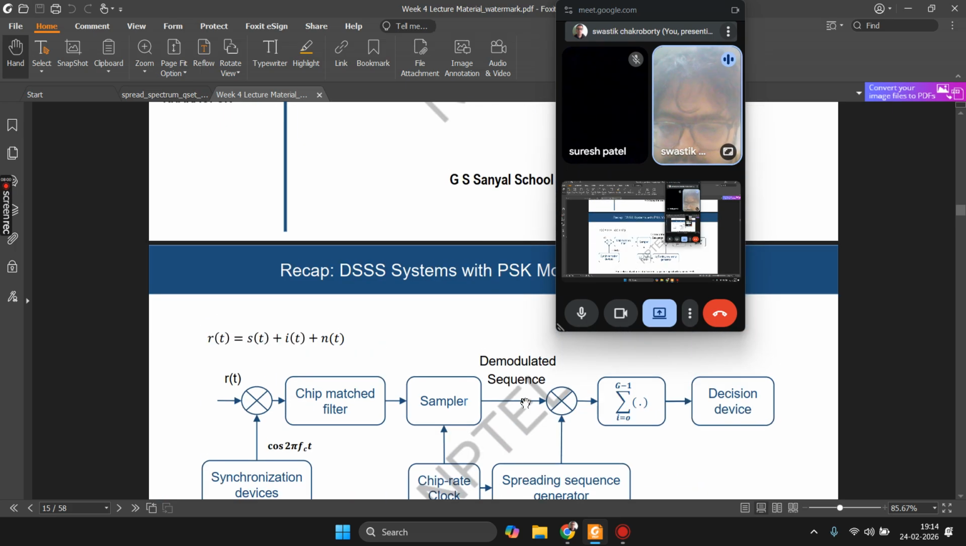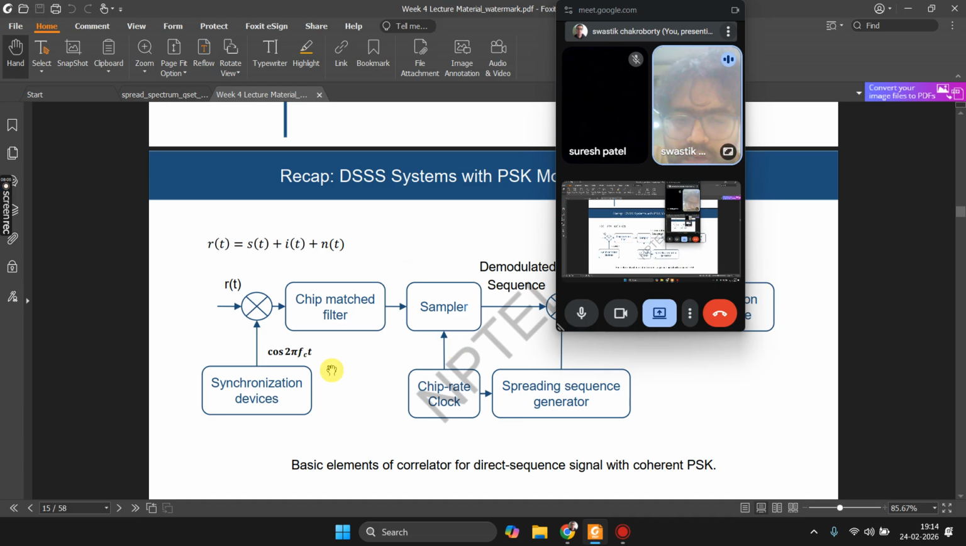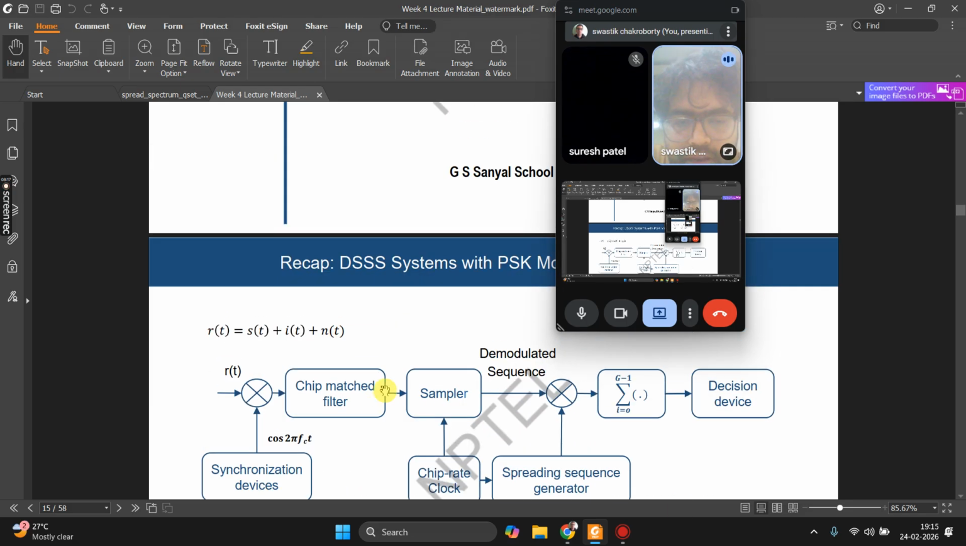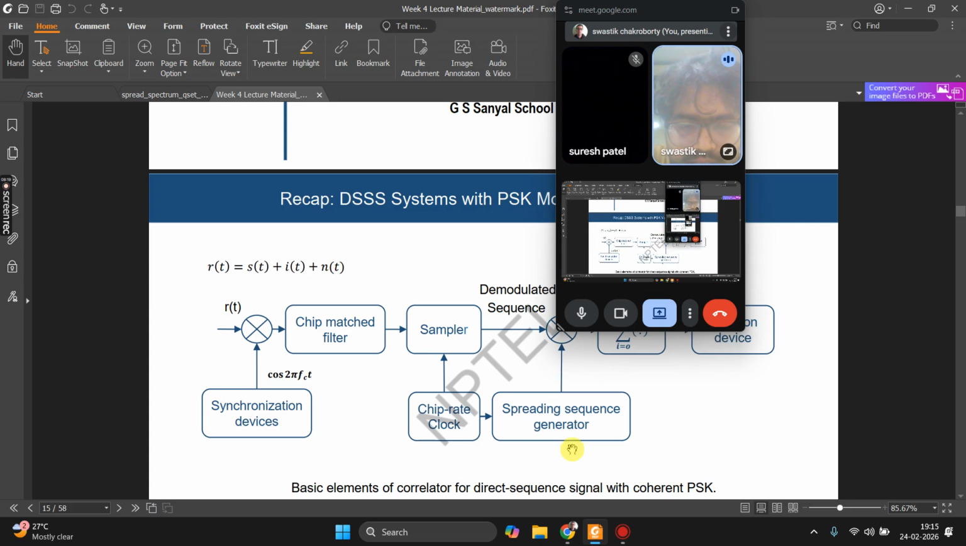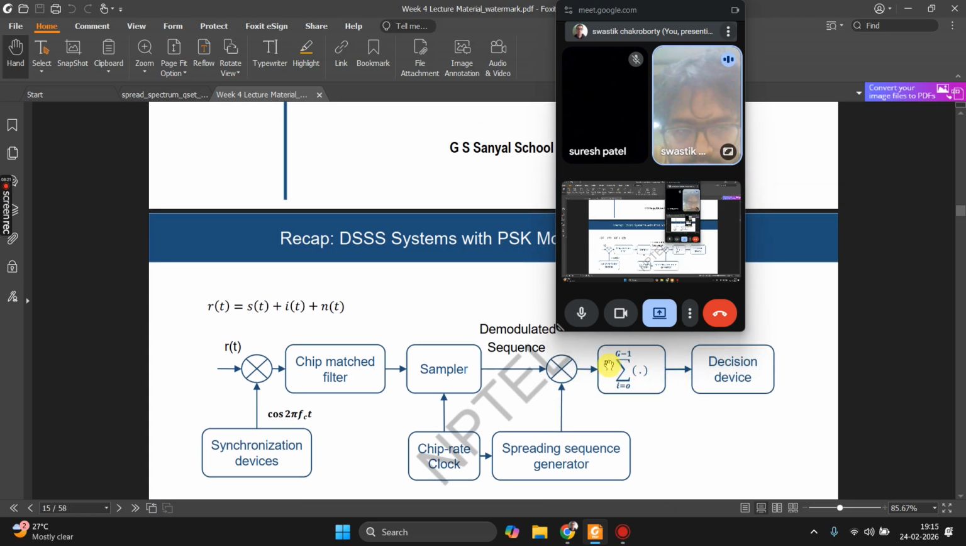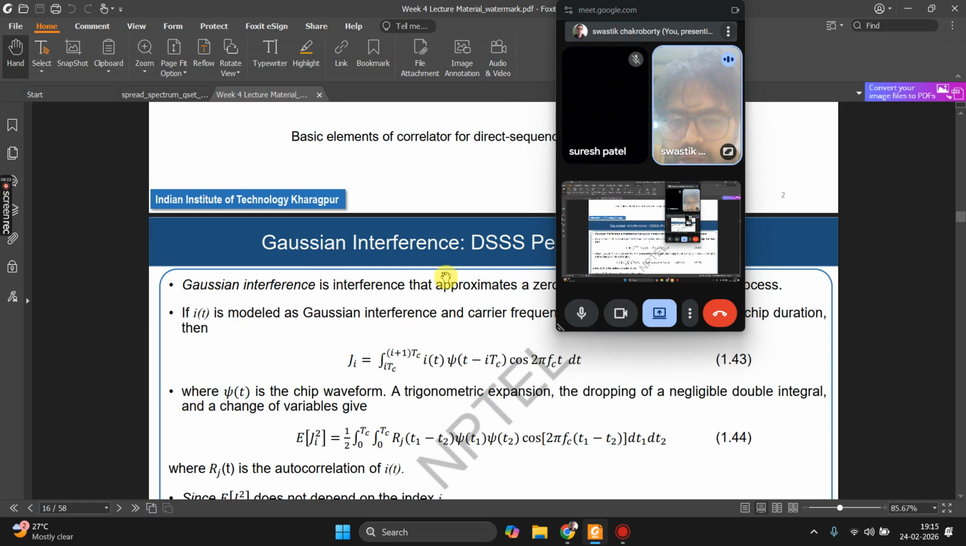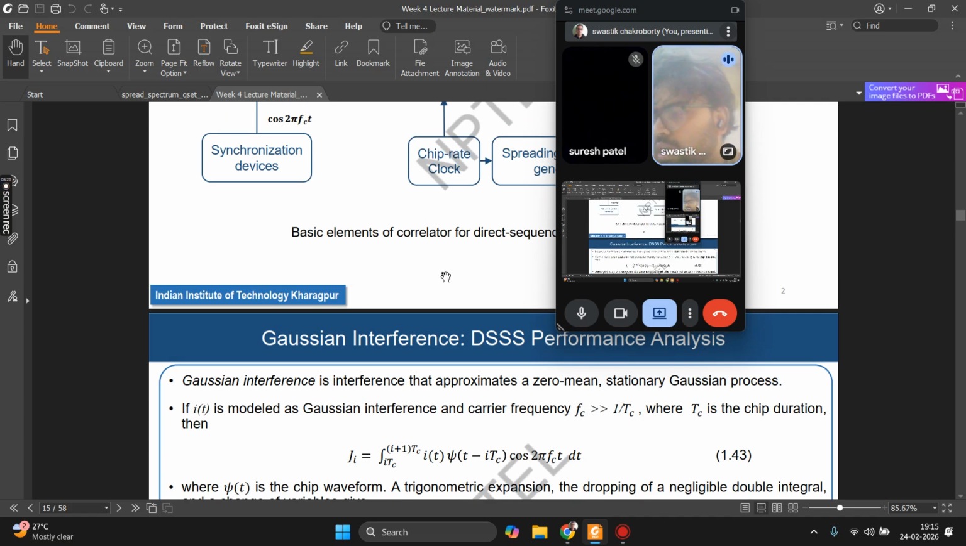Gaussian interference. So again we take the same system: synchronization design, the synchronization device synchronizes the received signal, then we have a matched filter, then a sampler to get the final received samples, and then we despread that using the spreading sequence generator. We accumulate that and make a decision based on the threshold. Now we get another kind of interference.